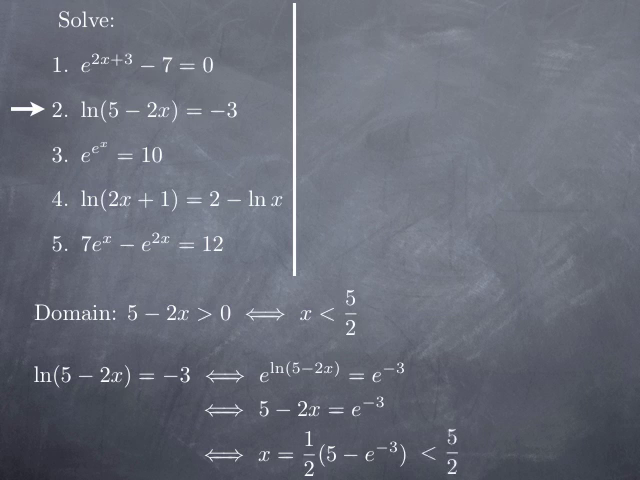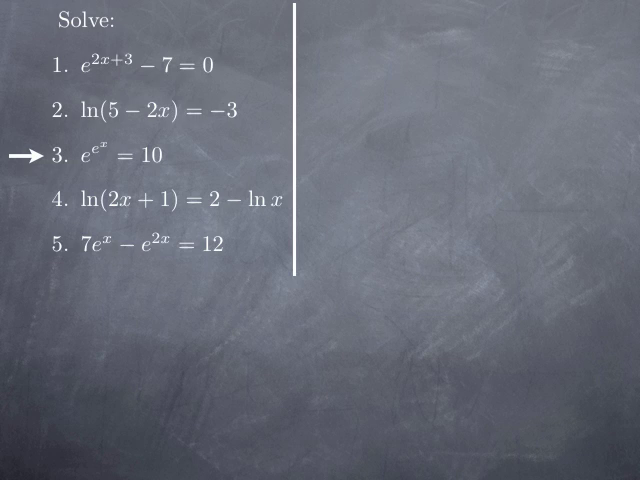Now you see that this is indeed a value that is less than 5/2. This is something that we should verify, that the solution we obtain is indeed in the domain for the equation. Of course, this is 5/2 minus 1/2 of e to the negative 3, and exponential of whatever number we pick is always positive, so it's 5/2 minus something positive, which is less than 5/2.